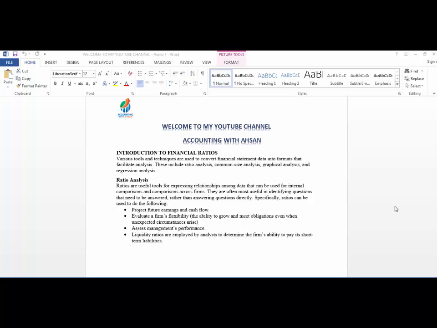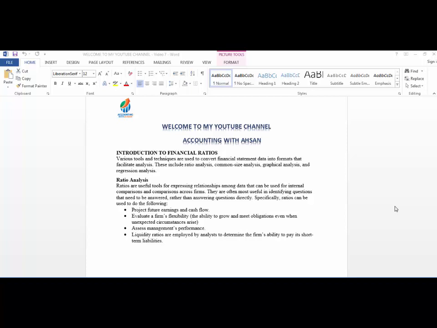Today's lecture is based on financial ratios. Financial ratios are based on tools and techniques that are used to convert financial statement data to facilitate analysis. What type of analysis or tools are we using here? That includes ratio analysis, common size analysis, graphical analysis, and regression analysis.